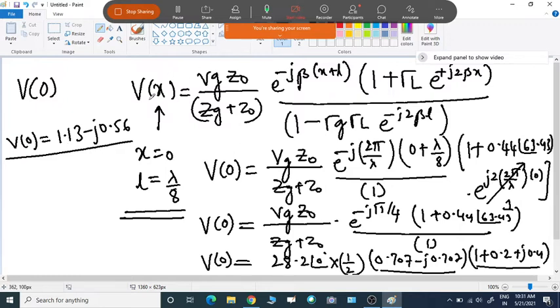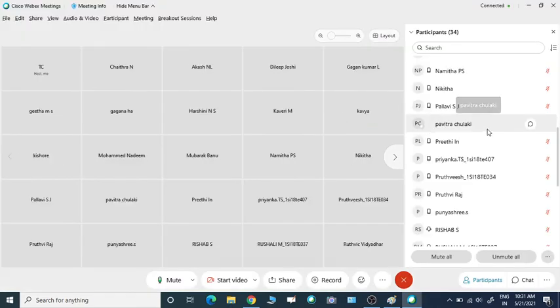Okay, so similarly you can find out what is V of lambda by 8. So put x equal to lambda by 8 and L equal to 0. So this will be the same thing. And here also lambda by 8 you have to put and calculate what is the value. Find out the value. So is it understood or any doubt? Anybody? Hello?